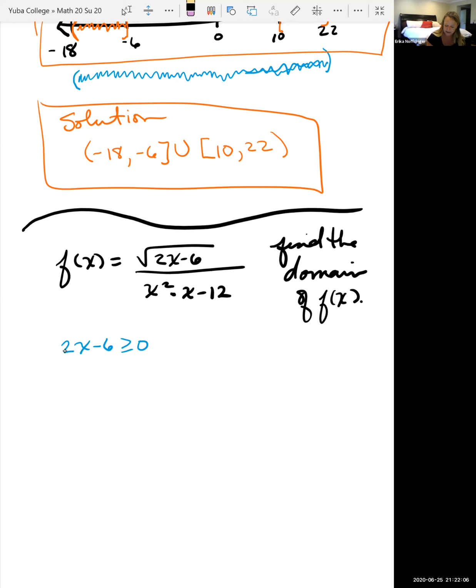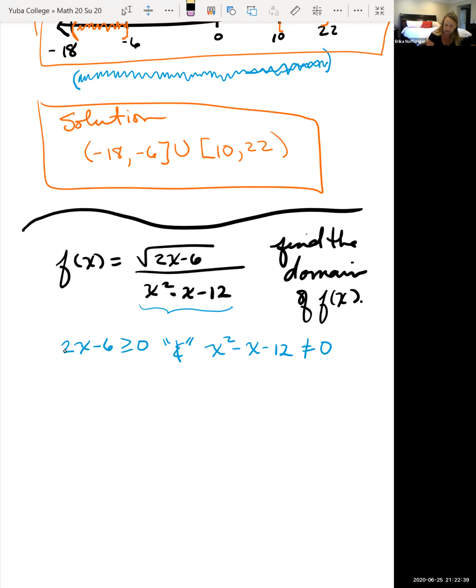The other piece is the denominator, we're okay for any value for x that we plug in there except for the value of x that sets that equal to 0. So we have to exclude the value where x squared minus x minus 12 cannot equal 0. This is an and statement. So both of these things have to hold true in order for it to be part of the domain of f of x. So solve each piece.